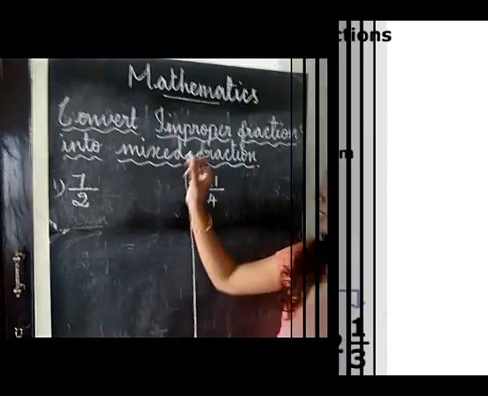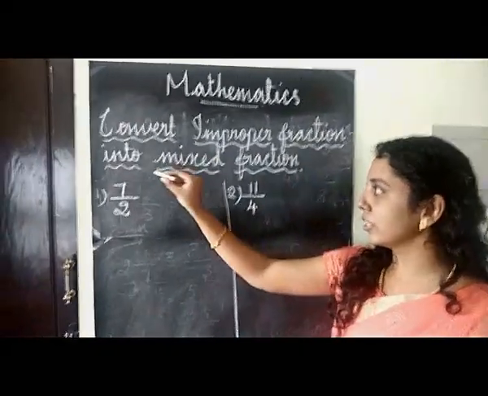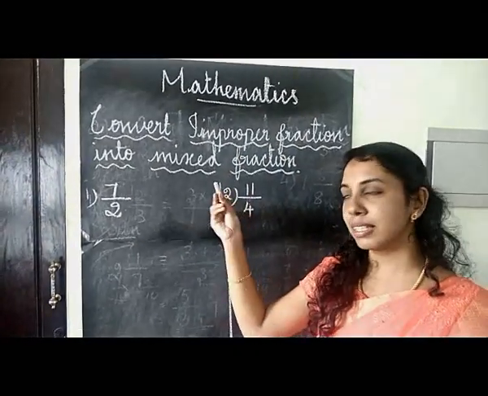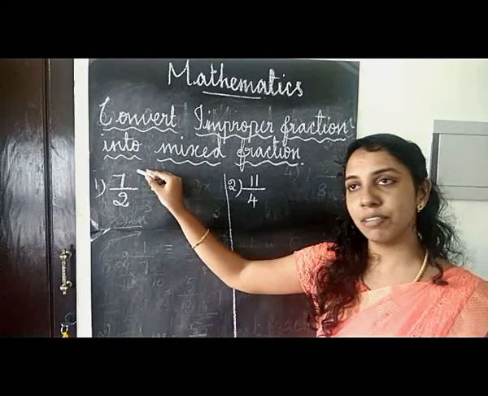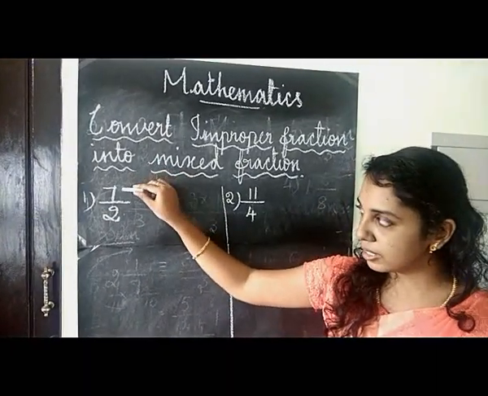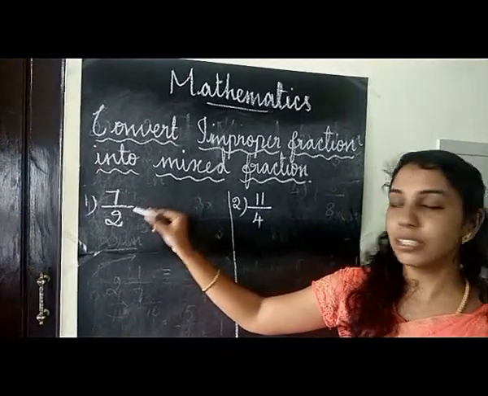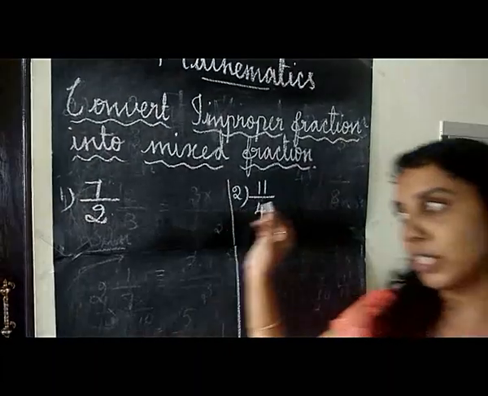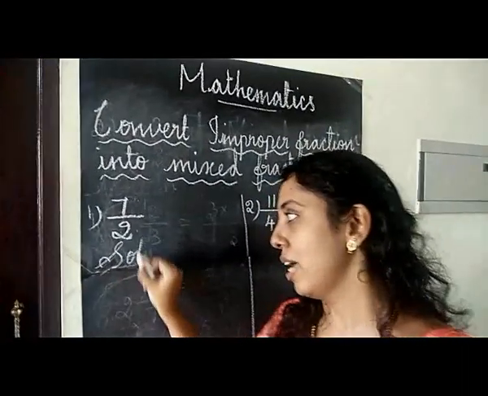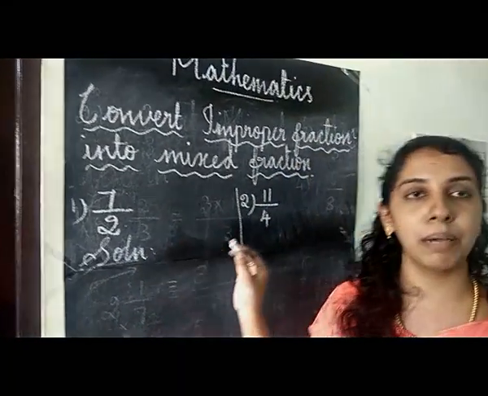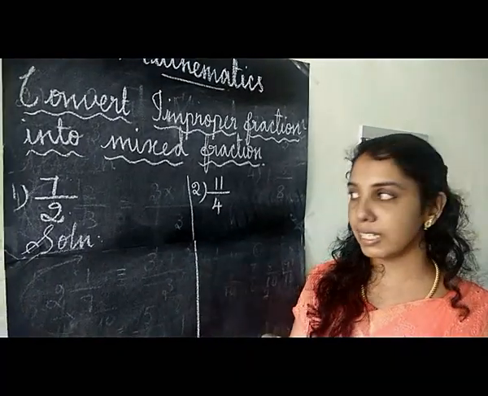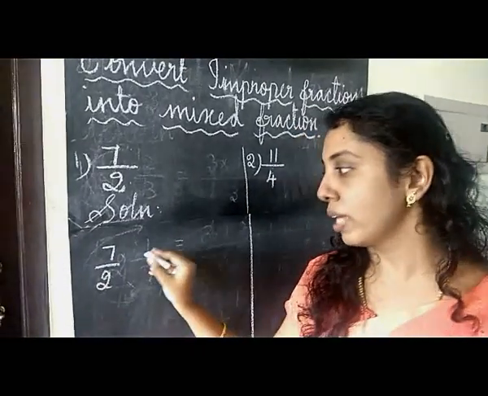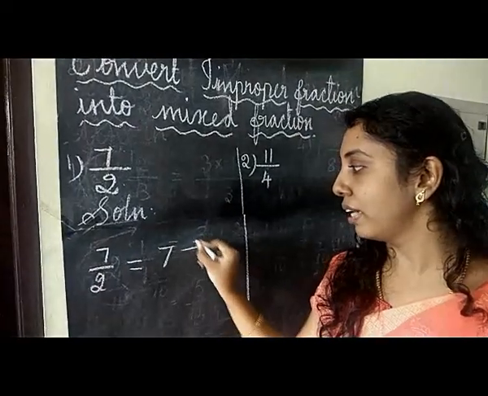Now we can learn converting improper fraction into mixed fraction. So improper fraction means numerator is greater than the denominator. The question in the form of improper fraction is 7 by 2. You should change this improper fraction into mixed fraction. For this, we are going to use division. As I said, fractional number and division are related. So 7 by 2 is known as 7 divided by 2.